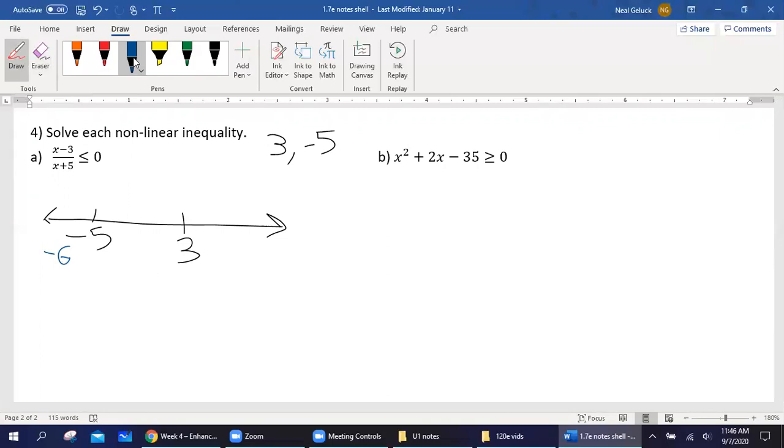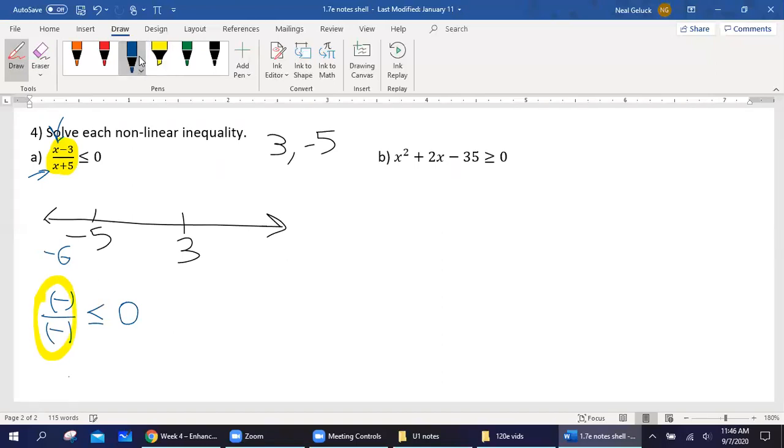Now, how am I going to test it? I'm going to test it in the inequality, but I'm not even going to be worried about the numbers. I just want to know if things are positive or negative. So here's what I mean. If I plug negative 6 into the numerator, I know the numerator is going to be a negative number. I don't even care what number it is. If I plug negative 6 into the denominator, that's also going to be a negative. Well, a negative divided by a negative is positive.